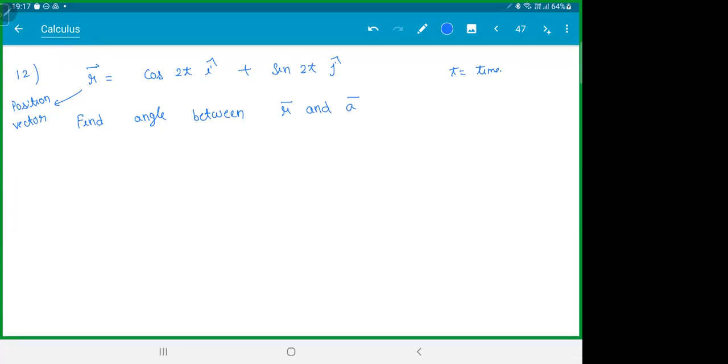r bar is cos 2t i cap, sine 2t j cap. Try, everyone.